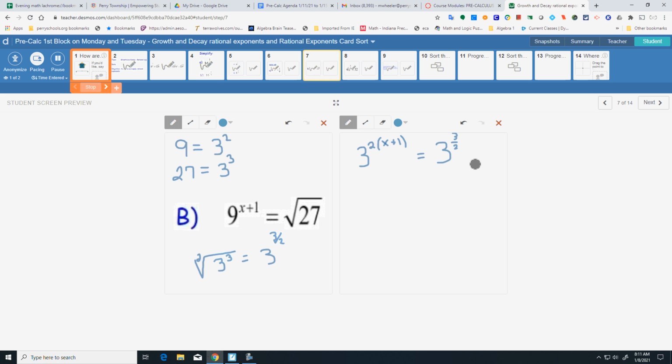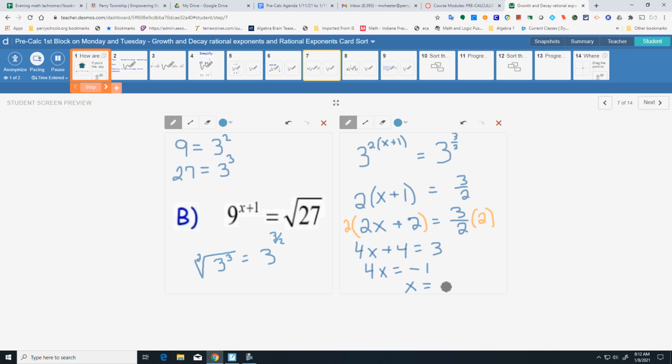Well, now I've got the same base, so I can set the exponents equal to each other. 2 times x plus 1 equals 3 over 2. Go ahead and distribute. I personally don't want to deal with that fraction, so I'm going to multiply everything by 2. Multiply this side by 2. Multiply this side by 2. And that's going to give me 4x plus 4 equals 3. Subtract the 4, and I'm going to divide by 4. Negative 1/4.